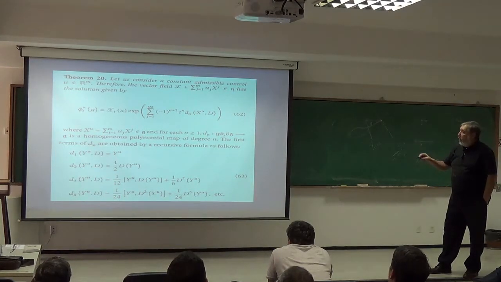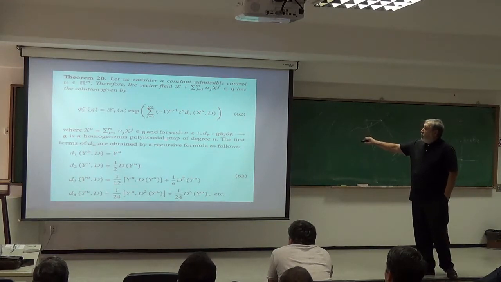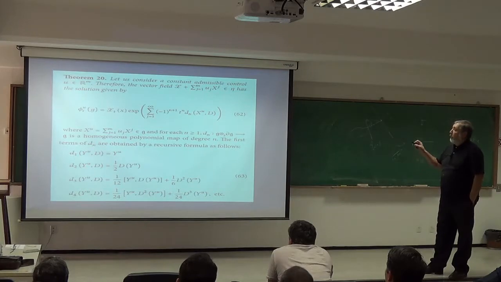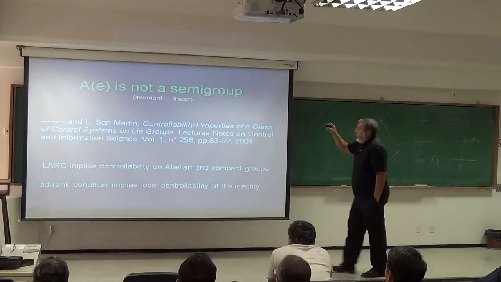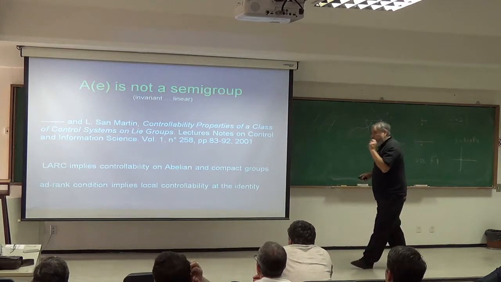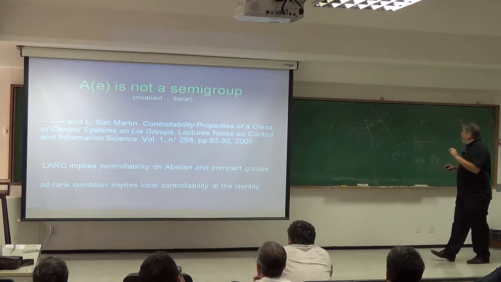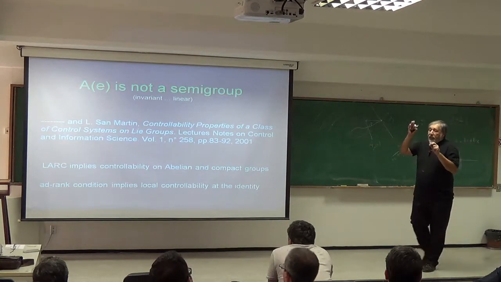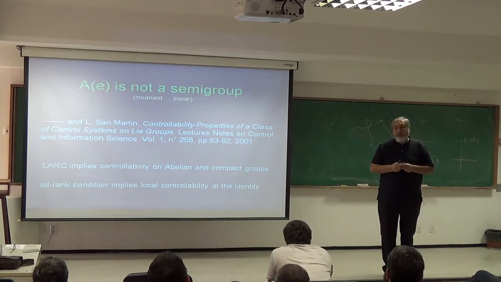Anyway, these elements are polynomial, homogeneous, and so on. Anyway, this is a very important point, a very important difference between invariant systems and linear systems. What is an invariant system? In an invariant system, the drift is invariant and the control vectors are also invariant.